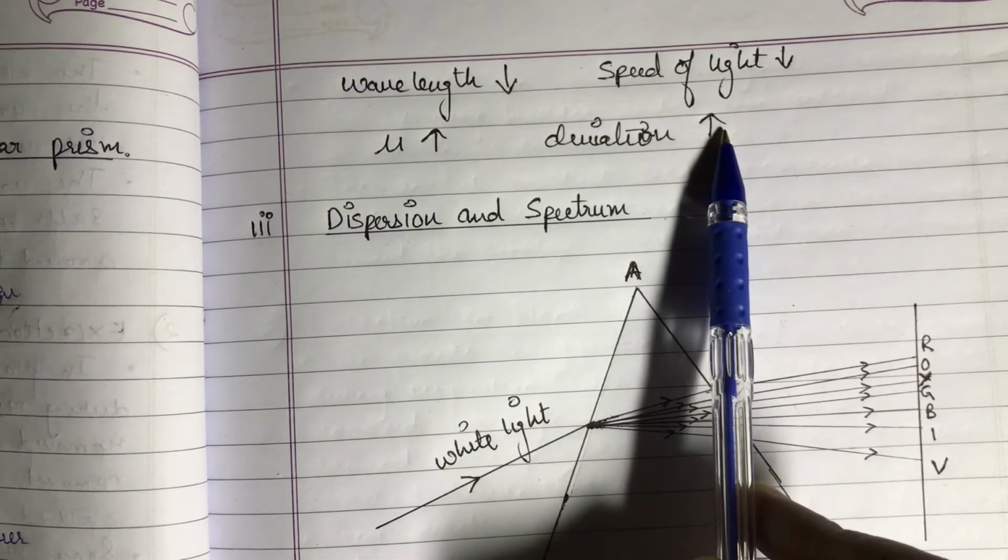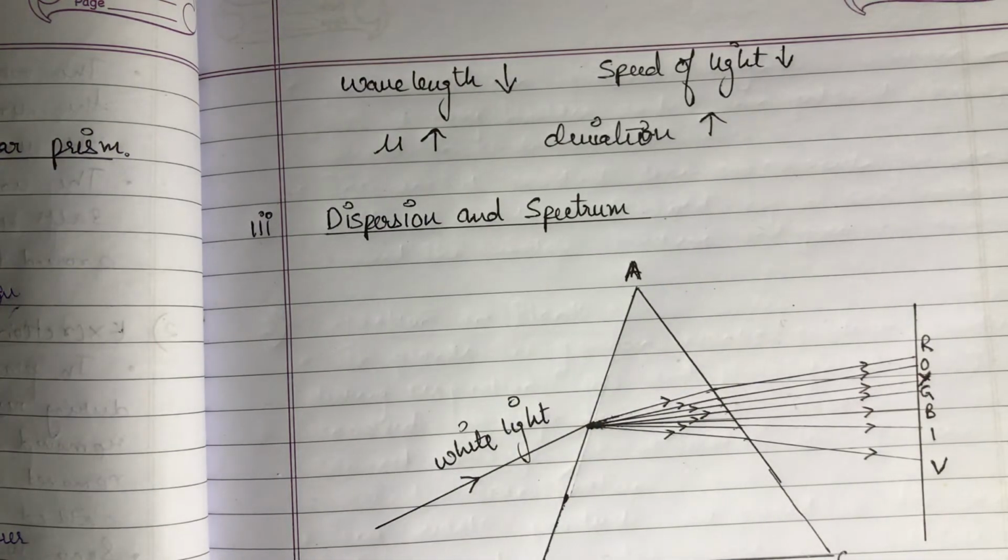So we can conclude that violet has 4000 angstrom of wavelength and red has 8000 angstrom of wavelength. So violet will have the most deviation because its wavelength is less, and red will have the least deviation because it has more wavelength. Clear? Now we'll talk about dispersion and spectrum.